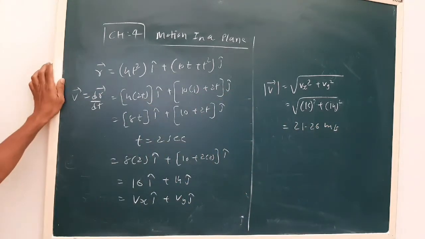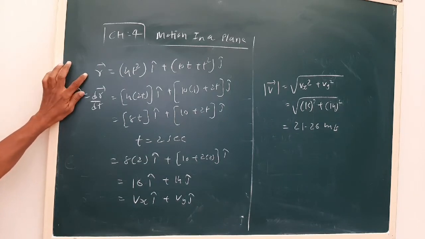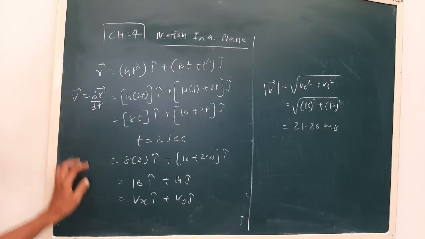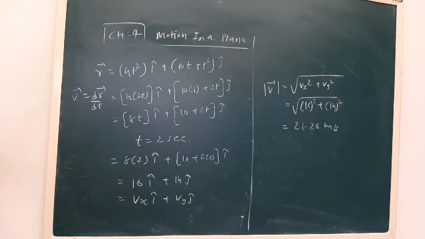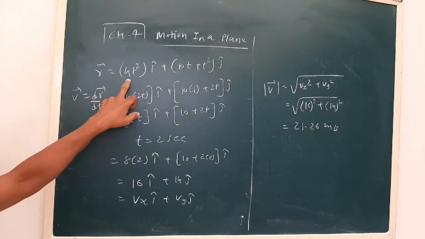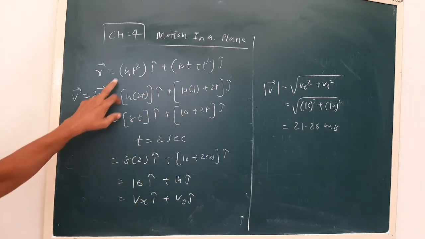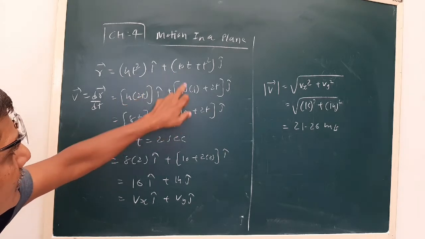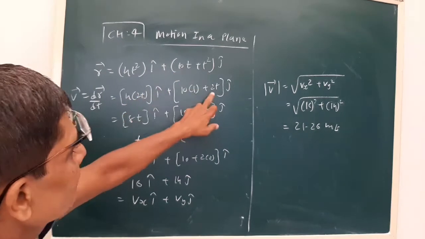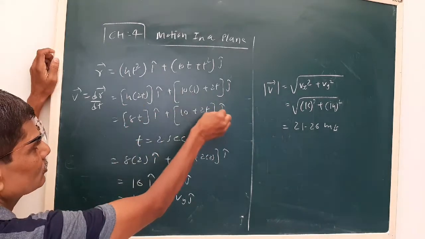Now this is a very important numerical, it can be asked for 4 marks. Again, r we have obtained, we have to find out the time for the component where it was 16 meter. From that we have to obtain the value of the velocity. Now r we have obtained is 4t square i caret plus 10t plus t square j caret. Now velocity is dr by dt: 4t square derivative is 2t times 4, 10t derivative is 10, t square derivative is 2t. Now this has become 8t i plus 10 plus 2t j caret.